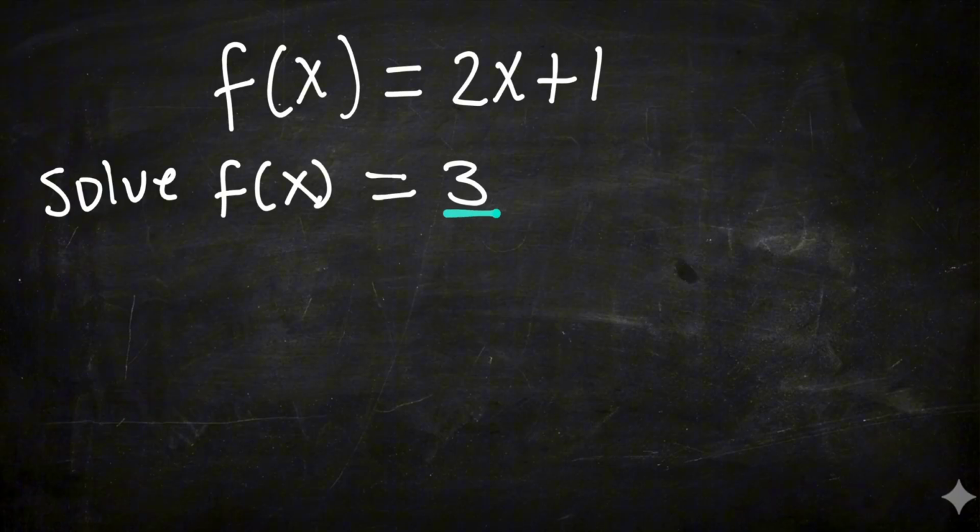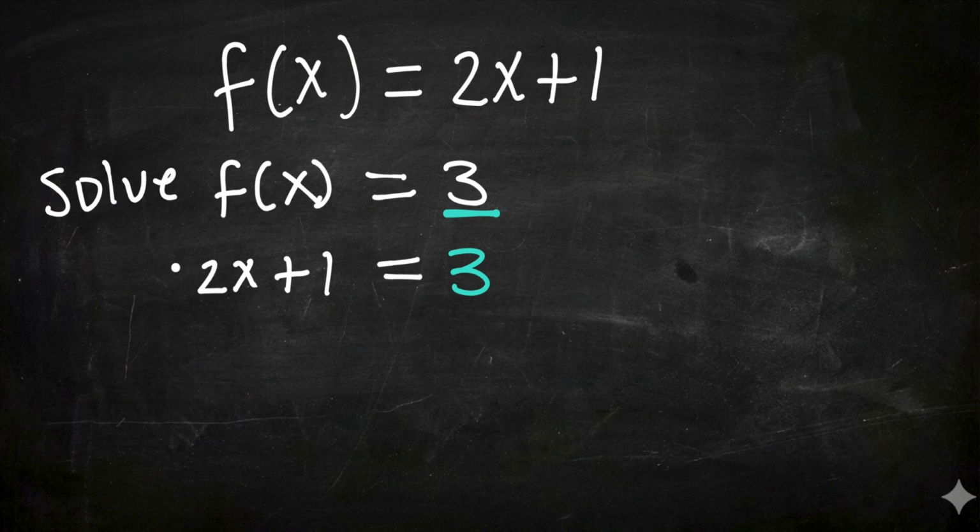Now we see that 3 is not inside, but it's outside, so it's the output. f of x equals 3 means what input will give me an output of 3? It's now asking me which button did I press to get 3. The output is 3 and I'm trying to find the input. So let's go ahead and do it. So 2x plus 1 is equal to 3 because 3 is going to be an output, so it's going to stay outside. And now we have to solve for x.